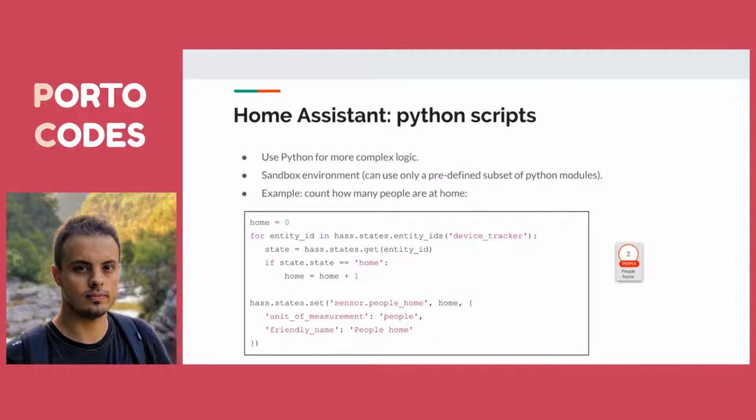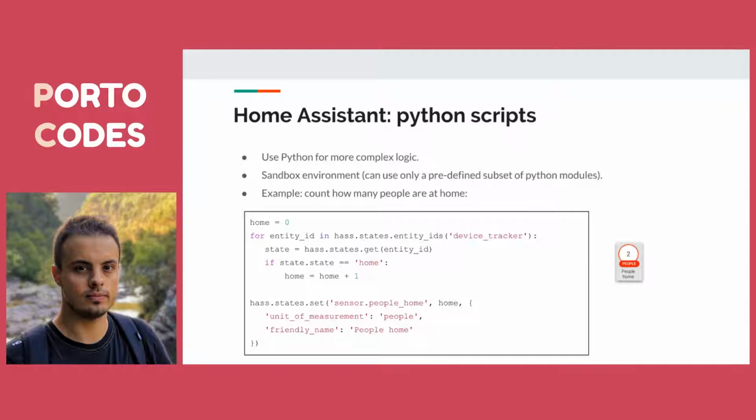Okay, if you need to do something more complex than that, because that was very simple, you can also use Python to code actions. They run in a sandbox, so you cannot import modules, and you only have the basic Python modules. This is an example of counting how many people are home. It basically iterates over all the device trackers, which are the things that track people that you have in Home Assistant, it increments the counter and sets a new sensor with the number of people that are home.